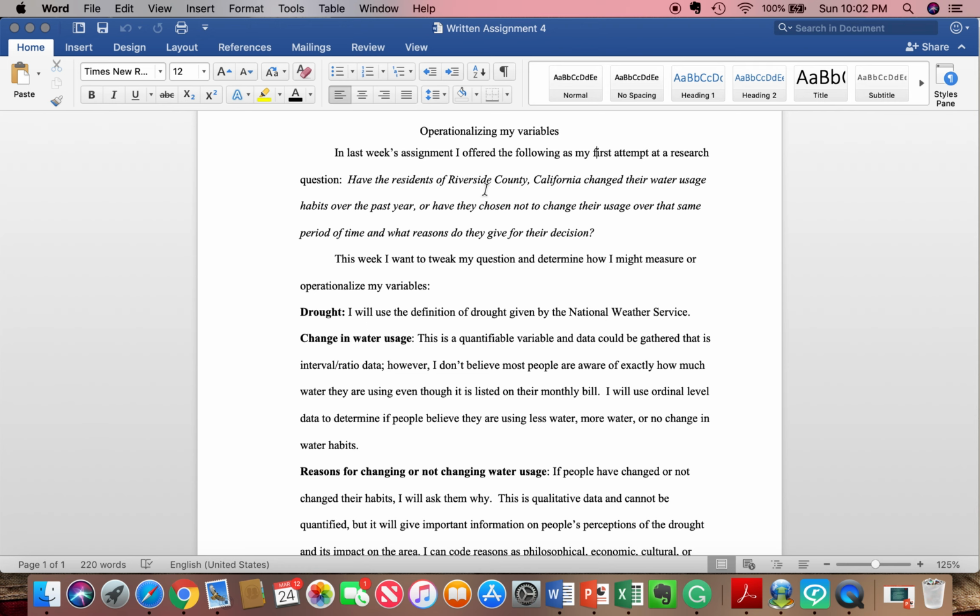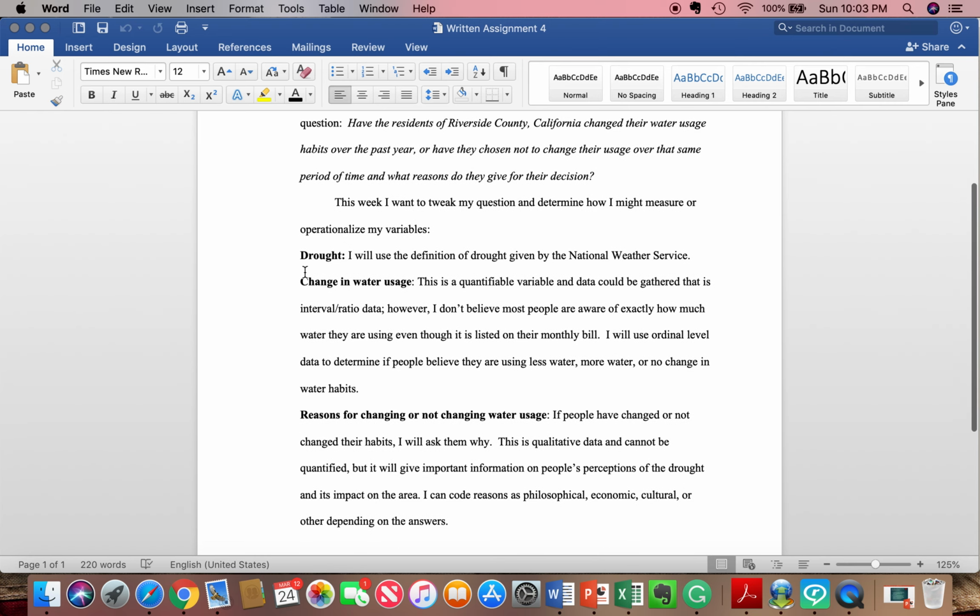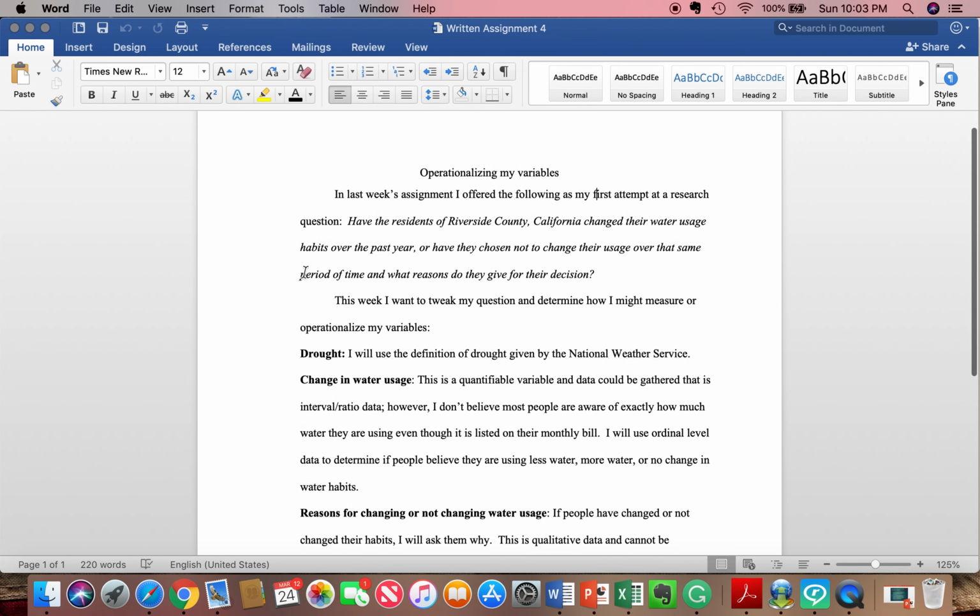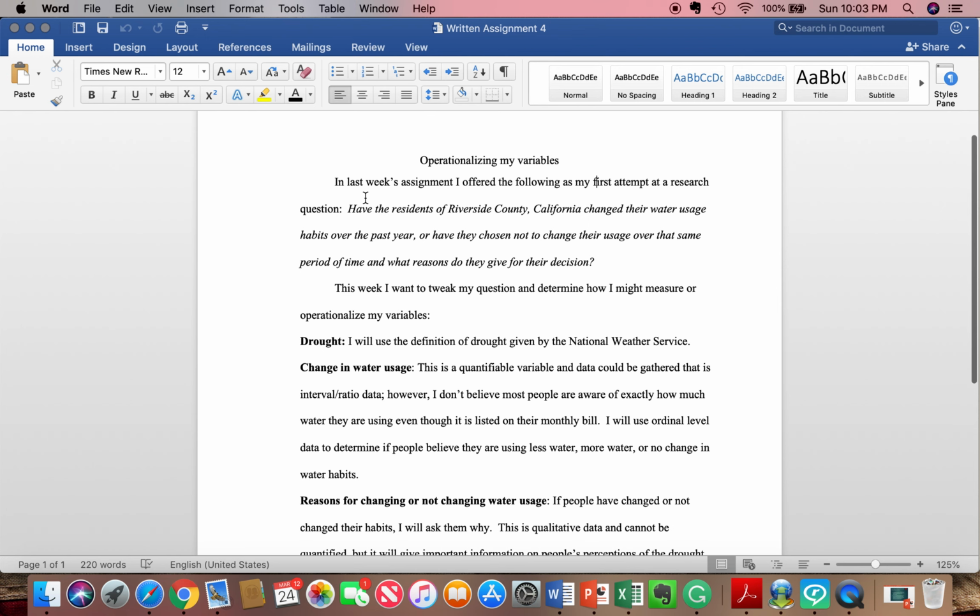Then you need to define what kind of data you're going to use to answer the questions, and then what level of data. So you can see that in this question with 2, there's going to be a quantifiable variable and a qualitative variable. And I would also feel that it's necessary for each one of you, when you look at your questions, to understand what is the dependent variable and what is the independent variable.